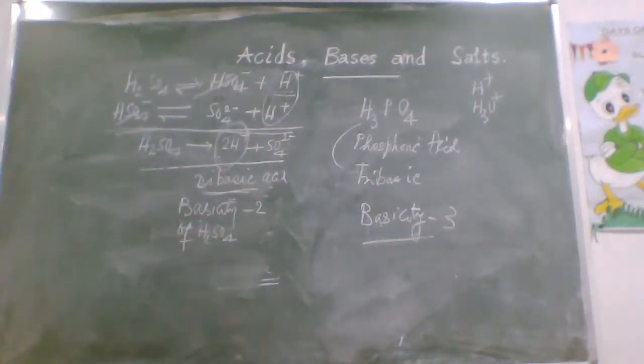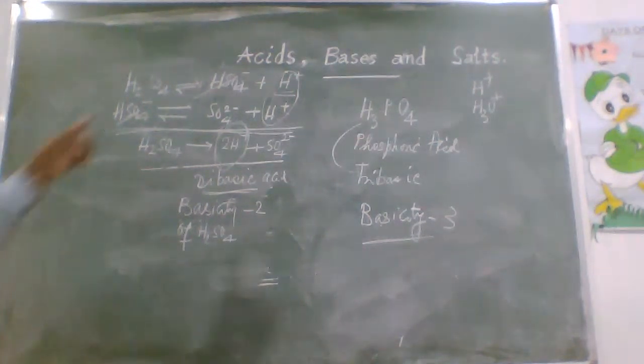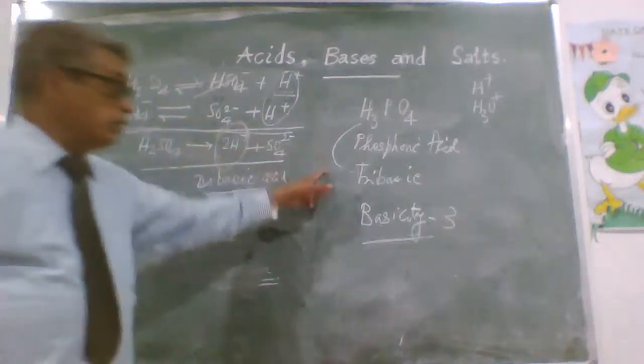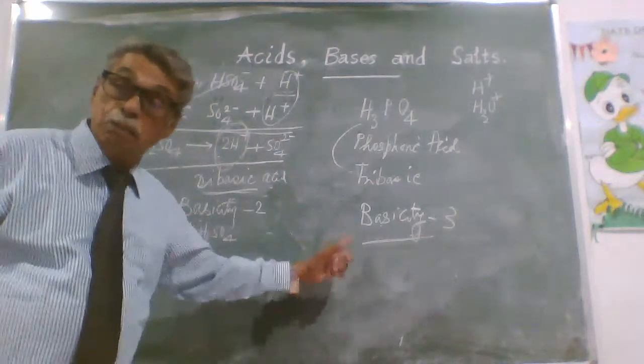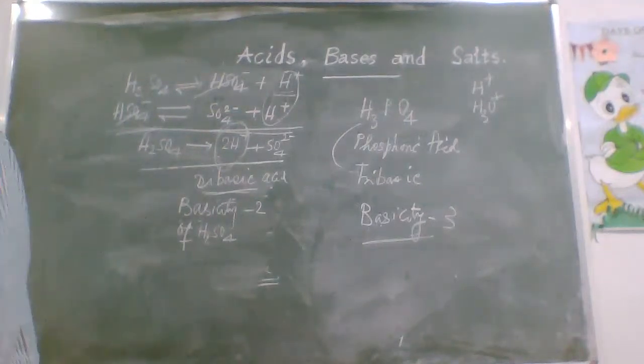So acids are divided into classes. First, I told you, according to the origin of the acid: organic and inorganic. Second, I told you they are divided into classes based on their basicity. And I told you what basicity is.